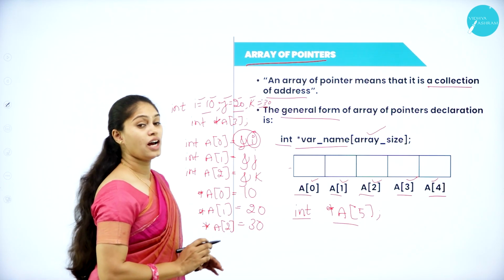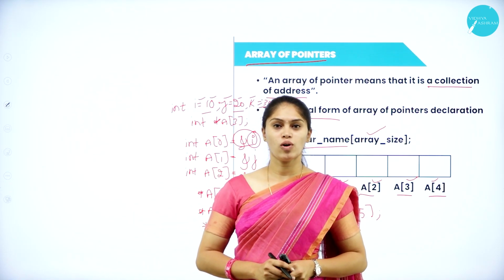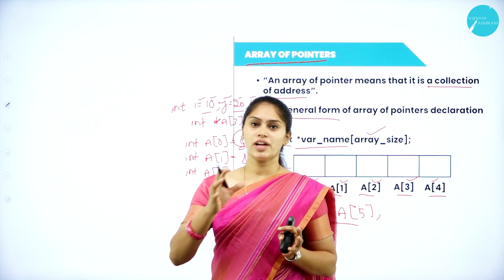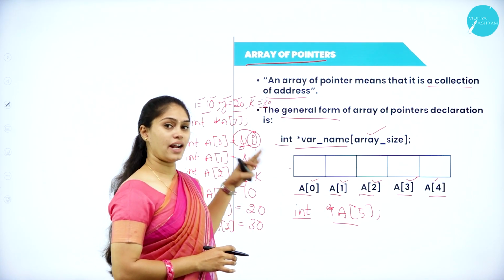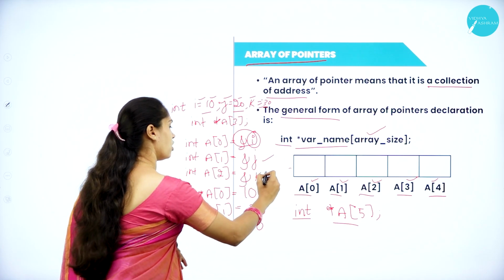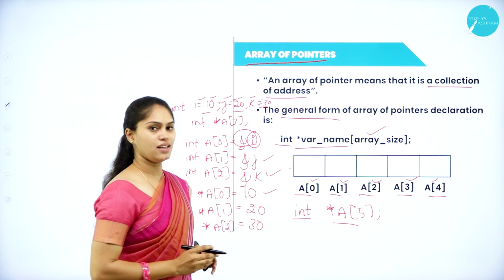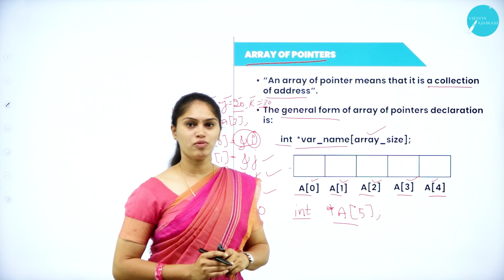So this is how an array of pointers holds values. It is nothing but a collection of addresses. It is a collection of addresses. Getting it? So this is regarding array of pointers.